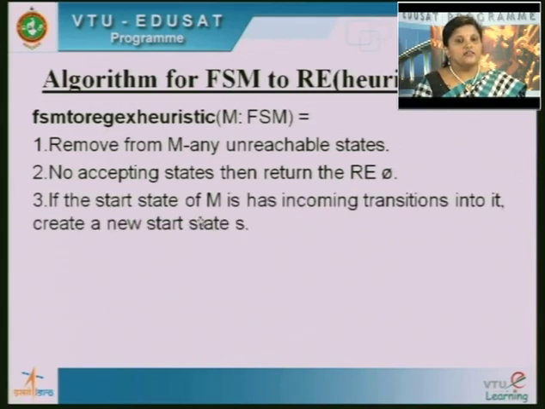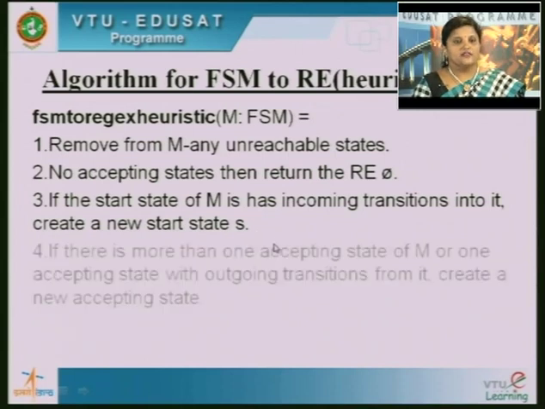The third step is, if the start state of M has incoming transitions into it, then create a new start state S. Why? Because the start state should have only outgoing transitions. There should not be incoming transitions. So if the finite state machine has incoming transitions, or if it has a loop on the start state, then you should create another start state S with an epsilon transition to the old start state.